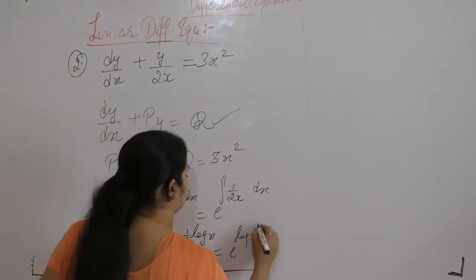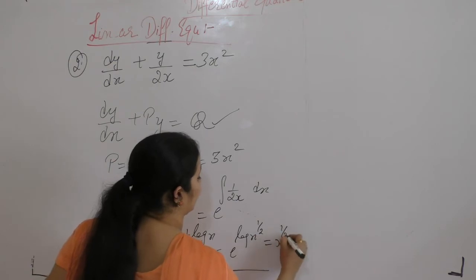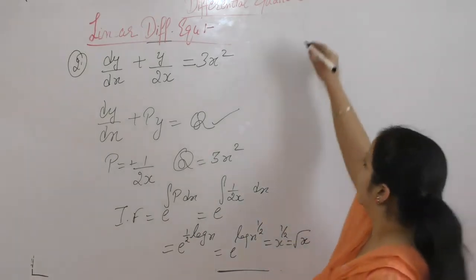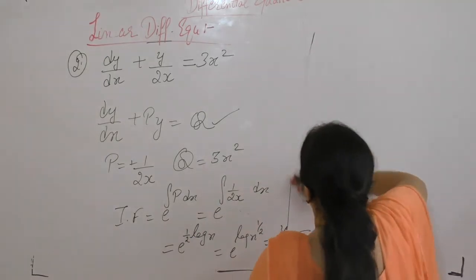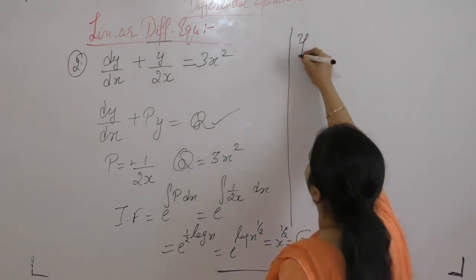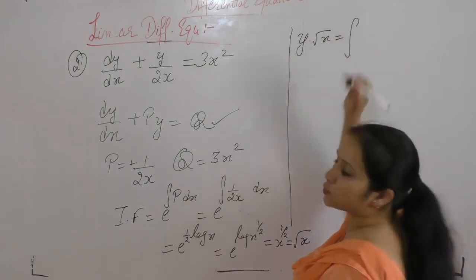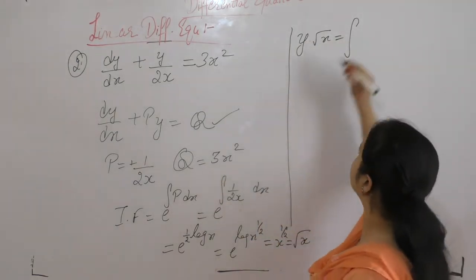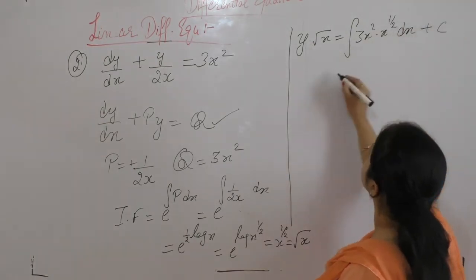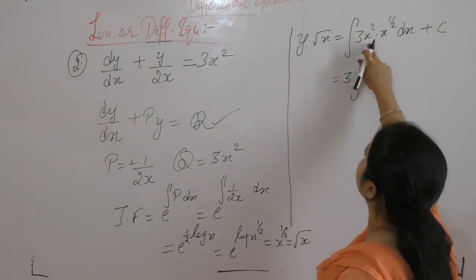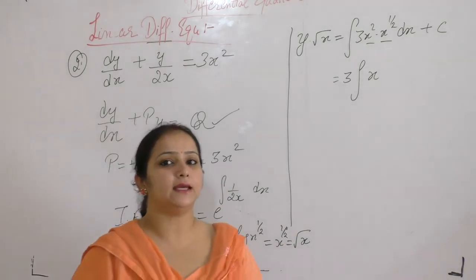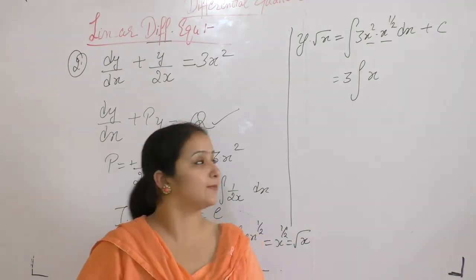We write it as log of x power 1 by 2. So we get x power 1 by 2, that is square root of x. After finding the integrating factor, y into integrating factor is equal to integral of q into integrating factor, 3x square into x power 1 by 2 dx plus c. 3 is constant, bases are the same, add the powers, x power a into x power b is equal to x power a plus b.